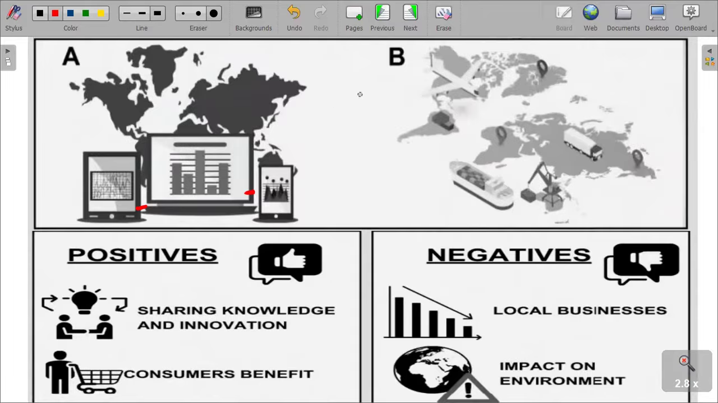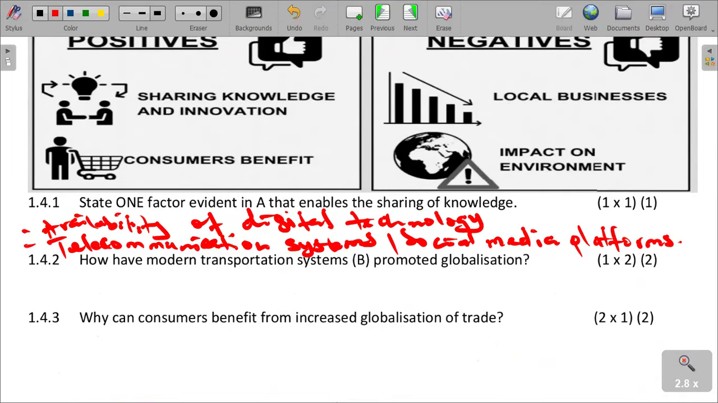We are looking at B. This has also been addressed when I've been talking about this during the course of the term. So how has it benefited increased trade? What you need to understand is that we have got the benefit. How have the modern transportation systems promoted globalization?